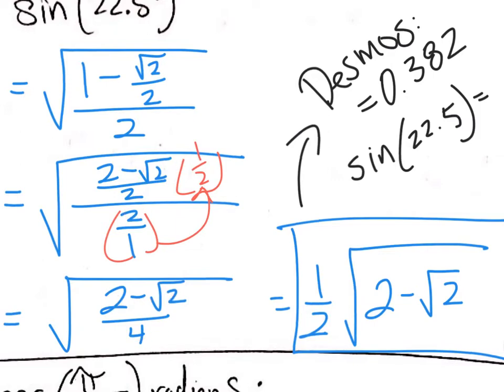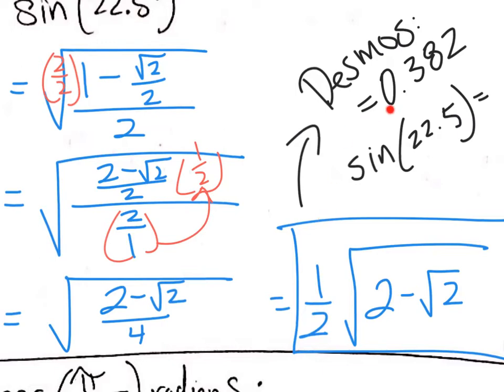Going from here to here, we basically turn 1 into 2 over 2 so that we'd have 2 minus root 2 all over 2. Okay, so common denominator, and then dividing by a fraction, same as multiplying by a reciprocal. And then from here to here, we basically just recognize that the square root of 4 is 2. So that can come out of the square root sign, and it's down below. So we have 1/2 times the square root of 2 minus root 2.